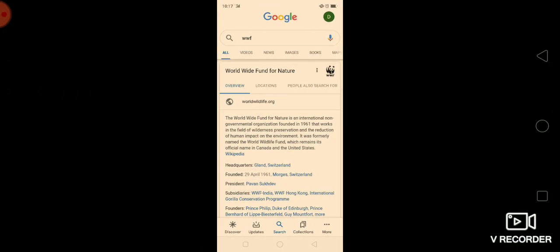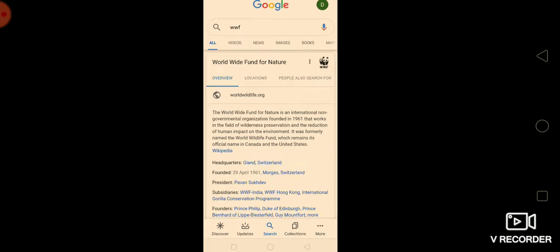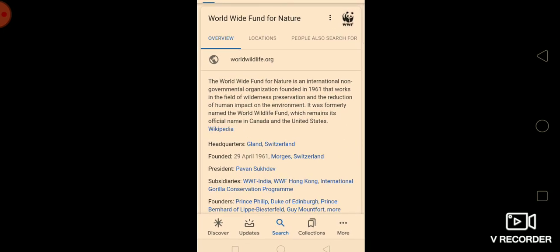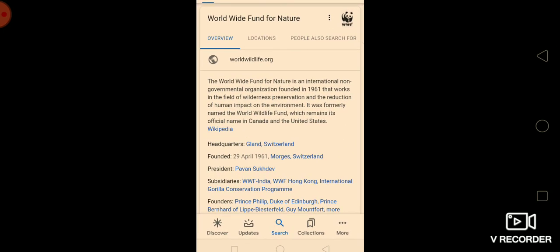Understood? So you have to make a note of the expansion form of WWF and the definition of ecological footprint. You have to write and show me by evening.